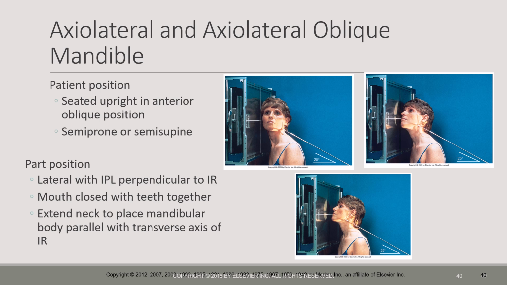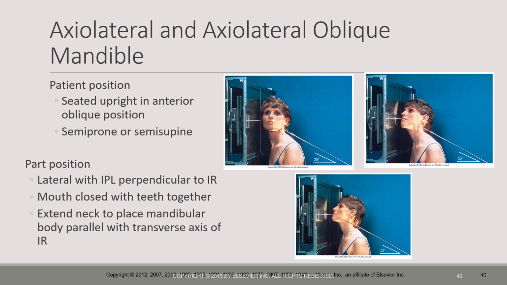So the best shots of the mandible, if it's not the Panorex, are these axiolateral and axiolateral oblique projections. It is 3 different projections, and you change the obliquity of the mid-sagittal plane: in a true lateral that is parallel to the image receptor, which is the upper left picture, at a 30-degree angle to the image receptor, which is the upper right picture, or at a 45-degree angle to the image receptor, which is the bottom picture.